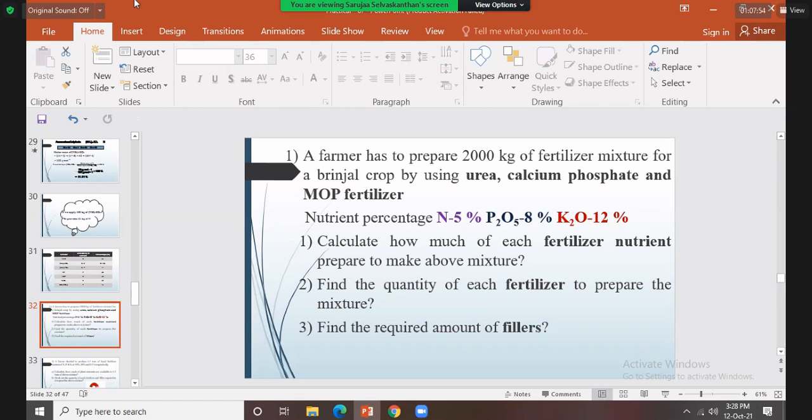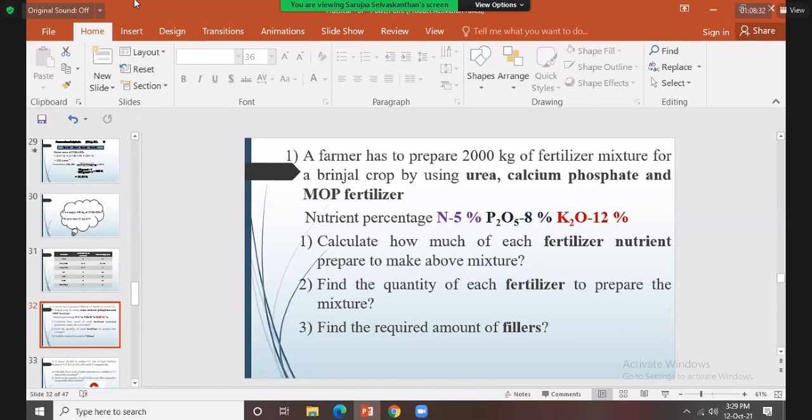Then you multiply 5 over 100 by 2000. Then phosphorus, 8 over 100 multiplied by 2000. The third one, 12 over 100 multiplied by 2000. Then you get the nutrient amount, not the fertilizer amount. After that, for example, after you calculate how much nitrogen is available in 2000 kilogram of fertilizer, I get the answer 100 kilogram.